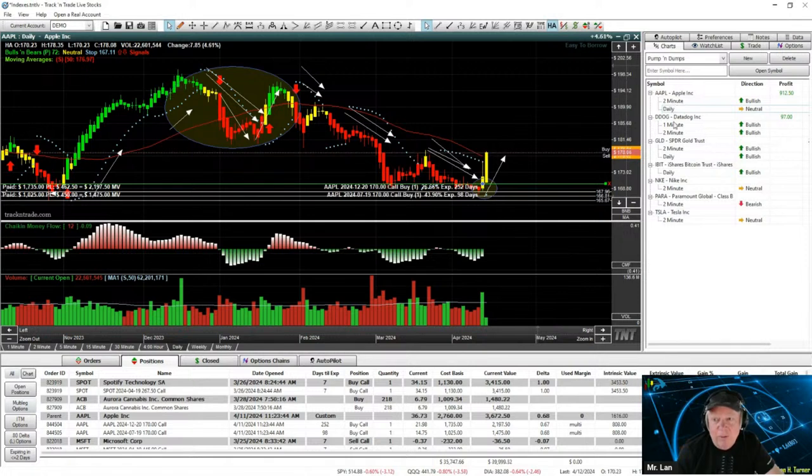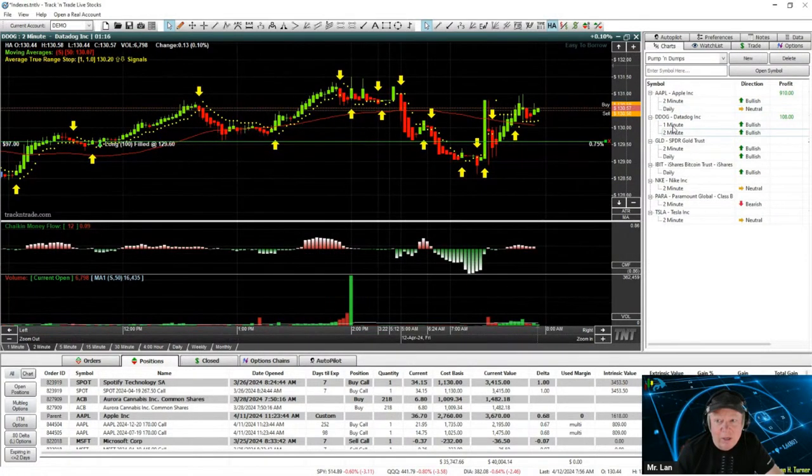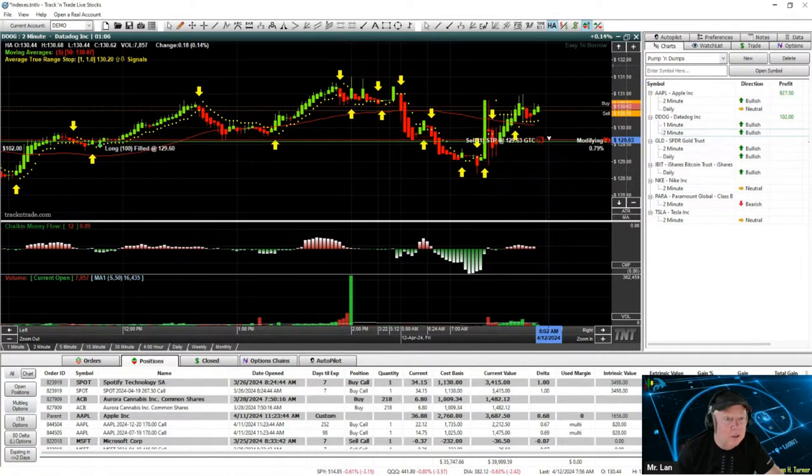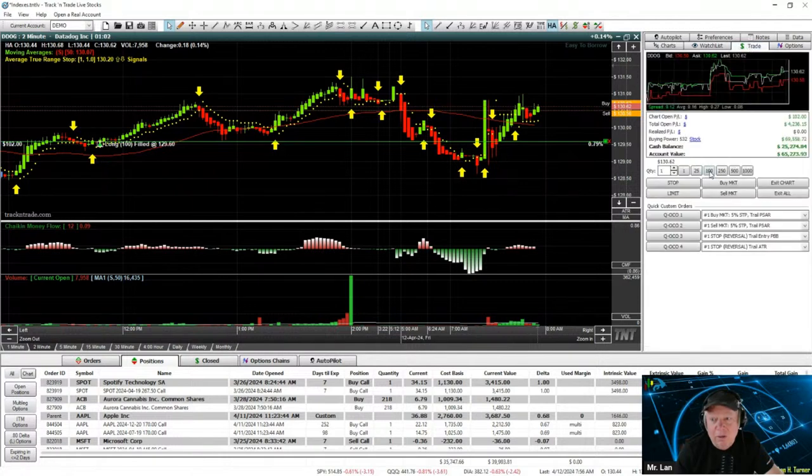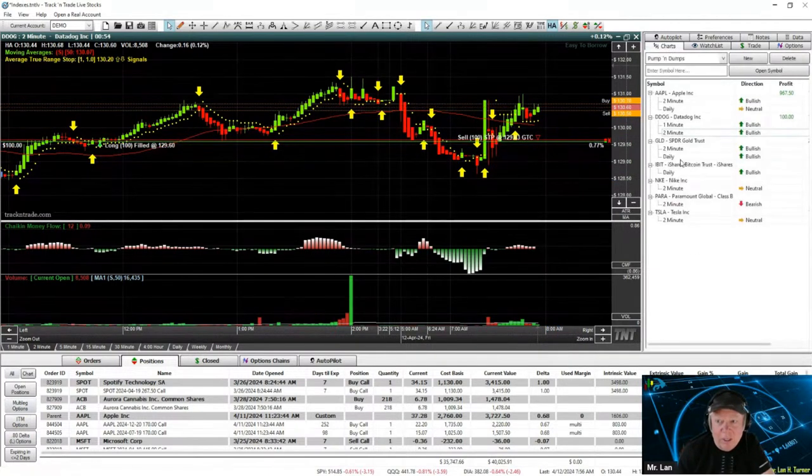So there we go. Let's go down to Datadog. Datadog was one we traded a little bit yesterday. We put a little bit of money on that thing, and it was a little scalper. So we're going to come in and drop a stop in here. We're in 100 shares, and we're going to drop our stop in here, break even. That way, if it comes back down, we'll just get out. We don't want to take a loss. Otherwise, we'll let her run, let her rip, right?